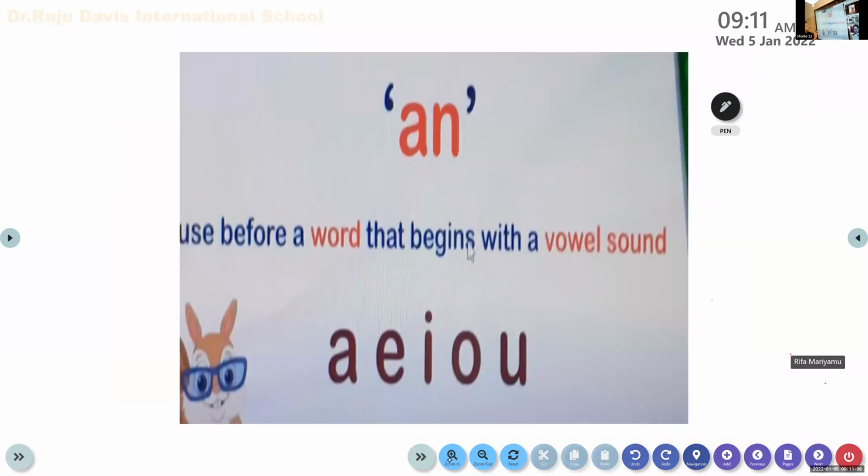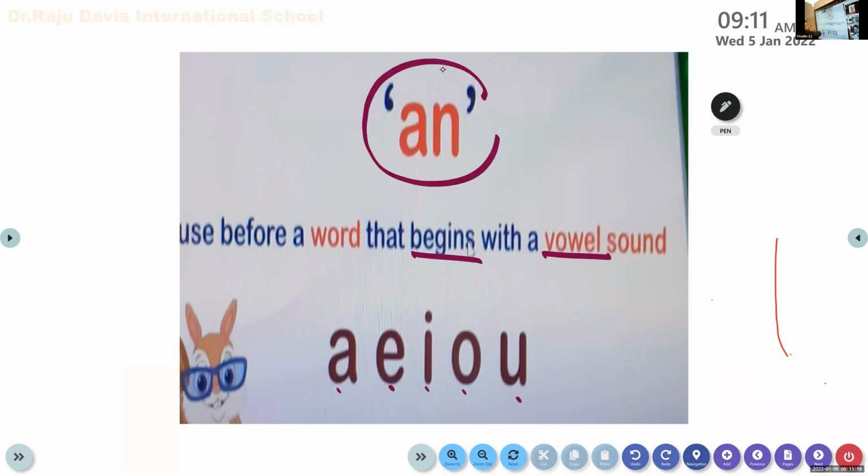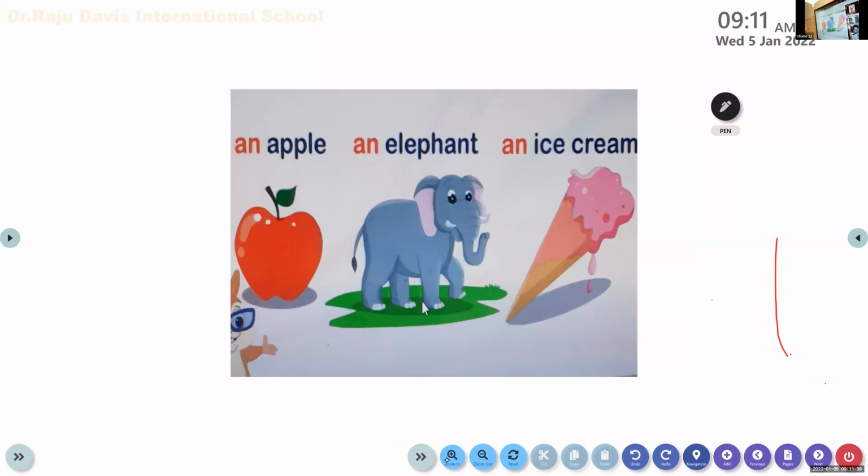When a word begins with a vowel letter, that is A, E, I, O, and U, we have to use "an" before the word. All of you look at the board. Don't look into your workbook. If a word begins with a vowel letter, that is A, E, I, O, and U, we have to use "an" before the word. That is what we are going to learn in today's class.